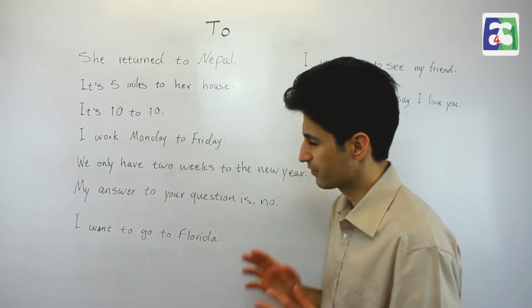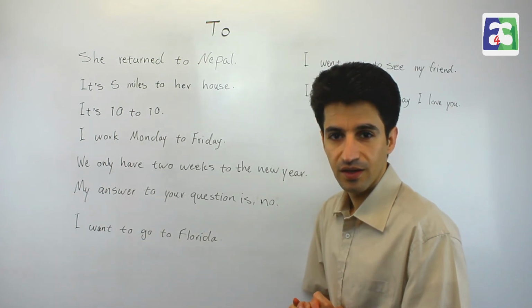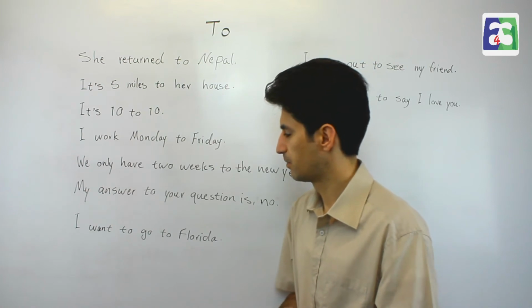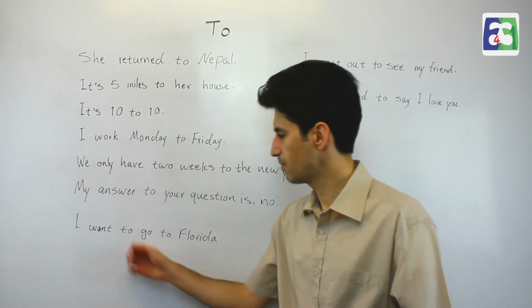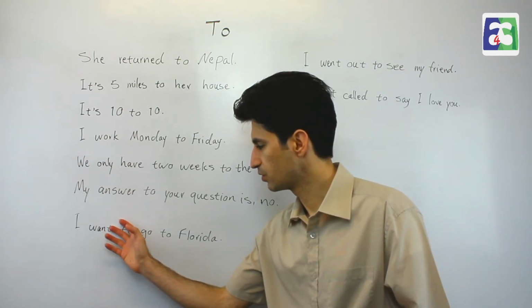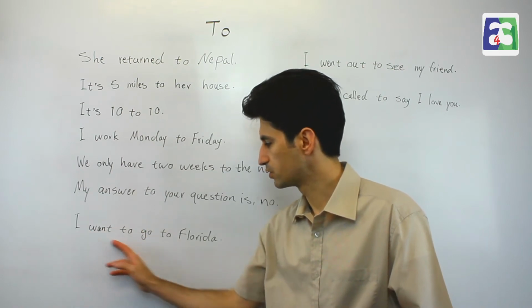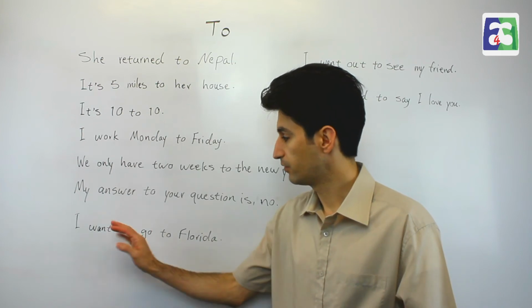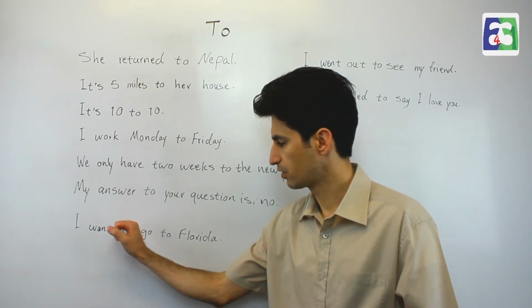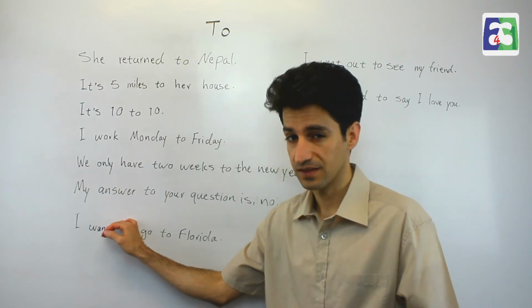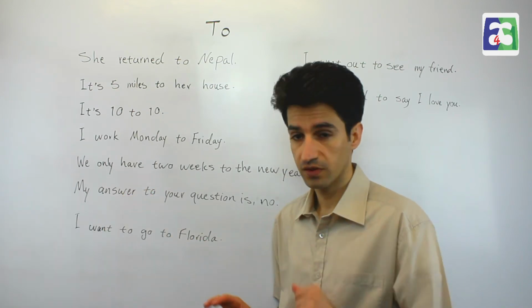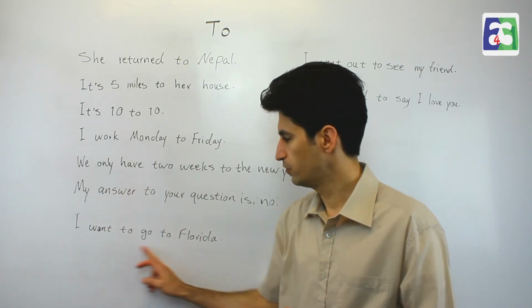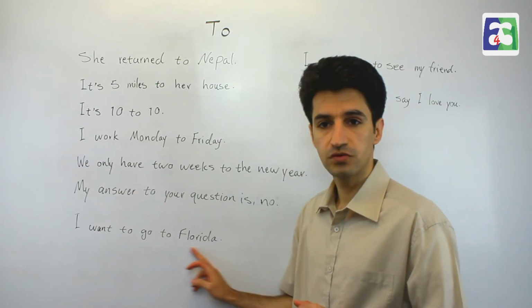Something that happens when my students make these kinds of sentences is that they mainly make the mistake of omitting this one. They forget this one and they say, I want go to Florida. Well, if you omit this one, if you do not write this or do not say this, then you have 2 verbs. 1 subject, 2 verbs. I want go to Florida.